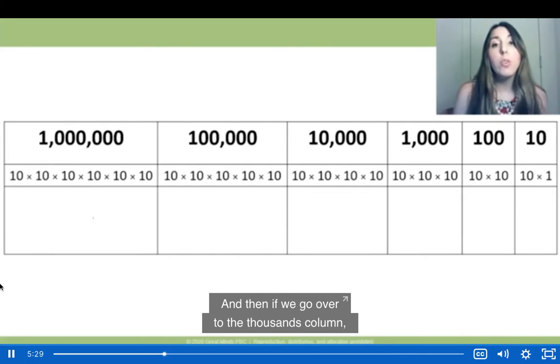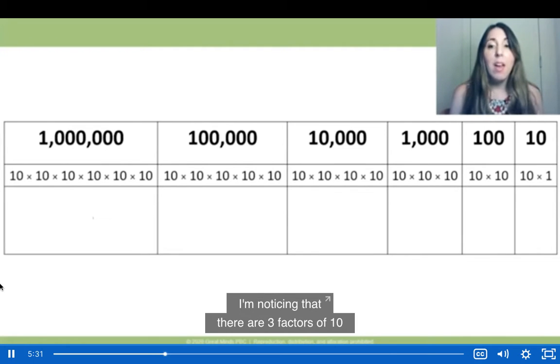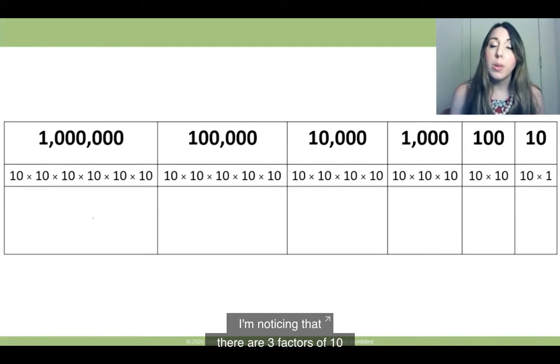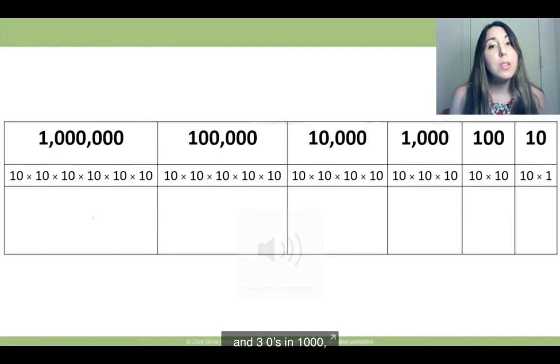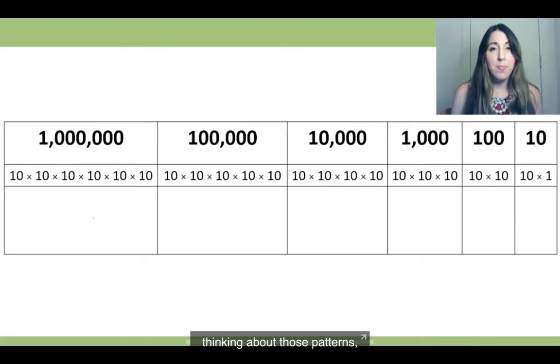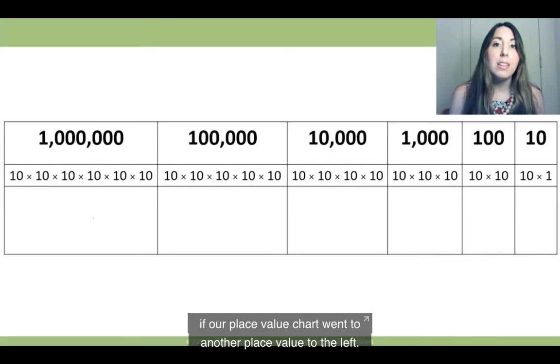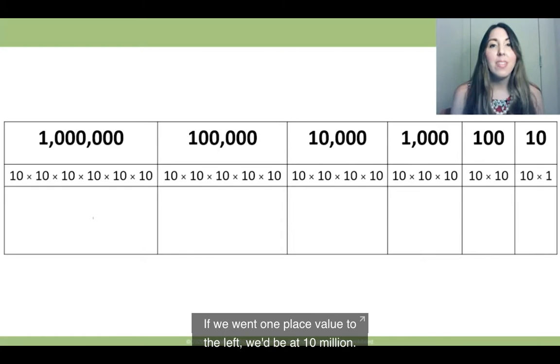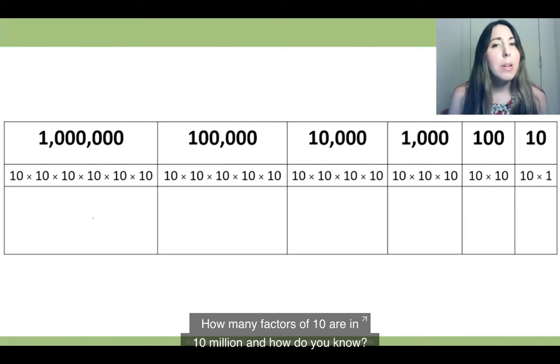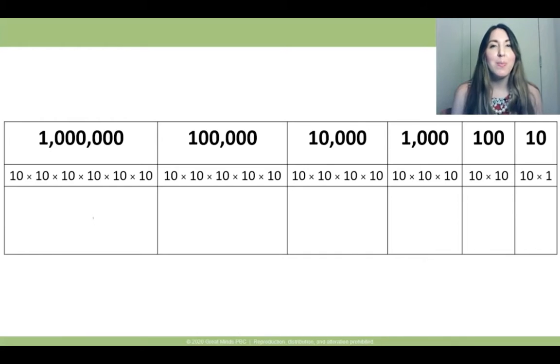And then if we go over to the thousands column, I'm noticing that there are 3 factors of 10 and 3 zeros in 1,000. Thinking about those patterns, let's predict what we would see if our place value chart went another place value to the left. If we went one place value to the left, we'd be at 10 million. How many factors of 10 are in 10 million? And how do you know?